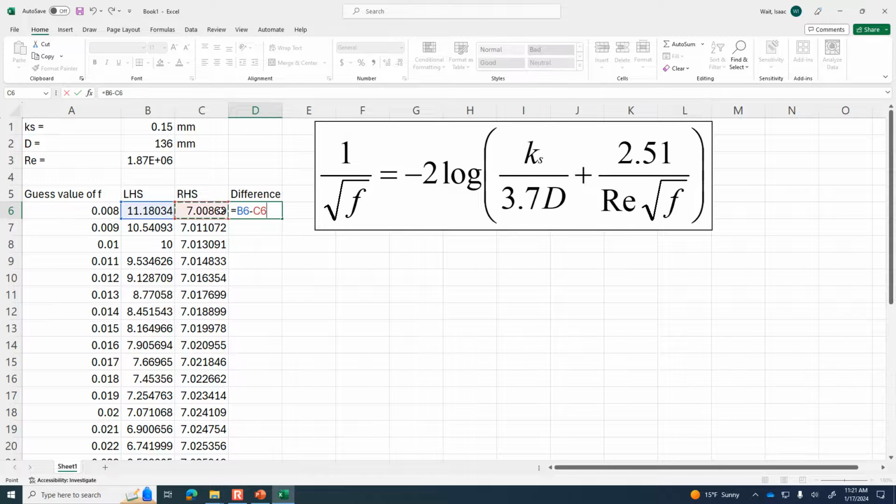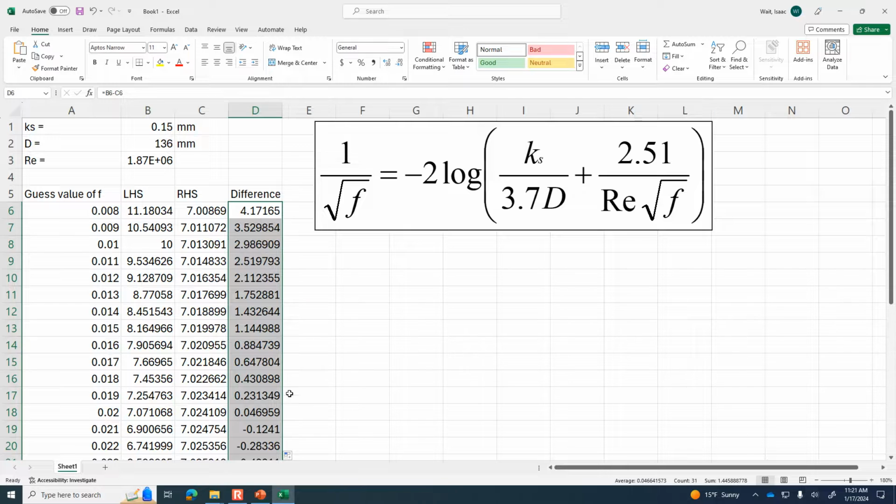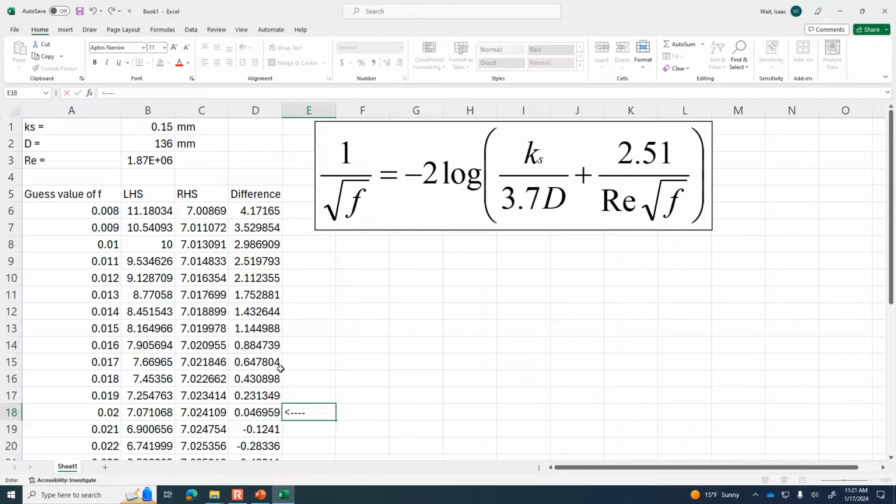And so whichever row has the difference closest to 0 is telling me what the F value is pretty close to. So the F value is about 0.02. About is not generally good enough. We want to know exactly what the F value is.